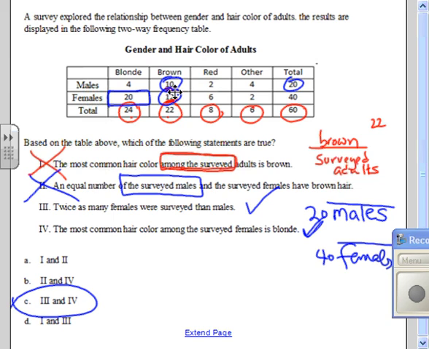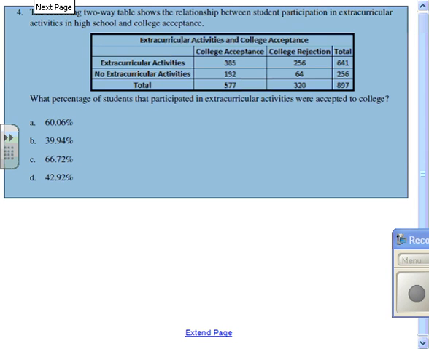All right, so for a redemption problem, take a look at this one. It's another two-way table that shows the relationship between student participation in extracurricular activities and in high school and college acceptance. An important thing here, do you remember the prepositional phrases that I told you? What percentage of students that participated in extracurricular activities, which means you don't leave that row, okay? And that's why it's real important that you look for that prepositional phrase.